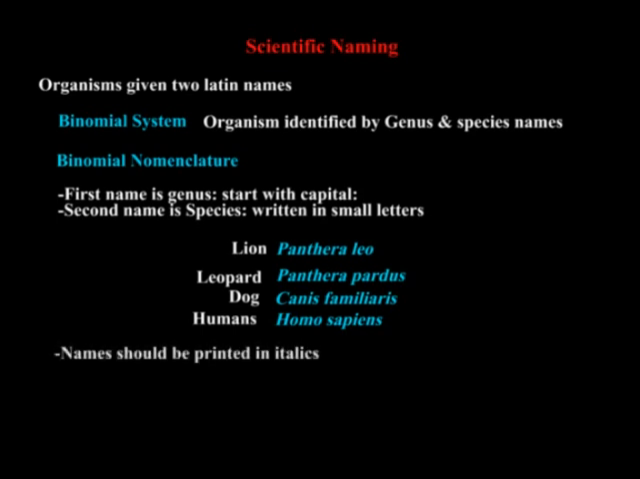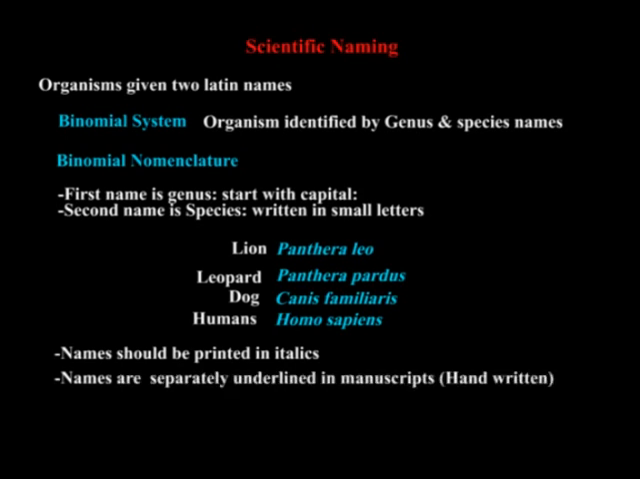The scientific names should be printed in italics in books and printed works, but in handwritten manuscript and typed work, they should be underlined as separate words as shown here.